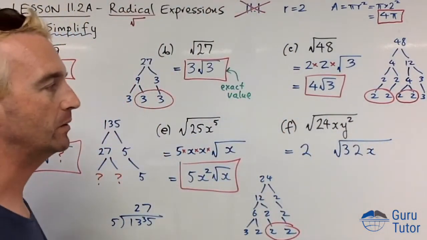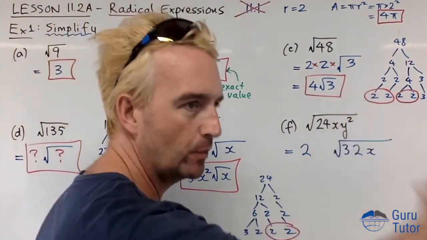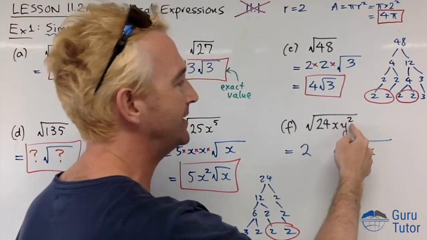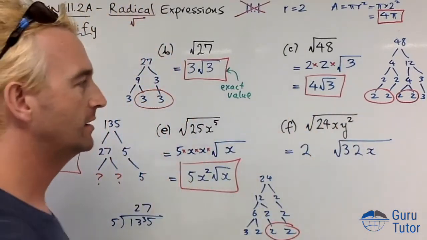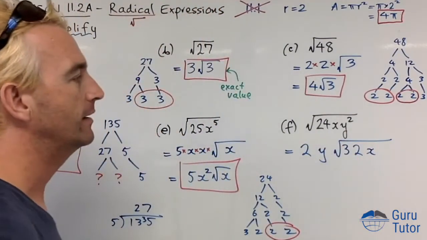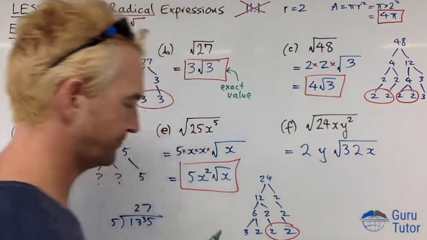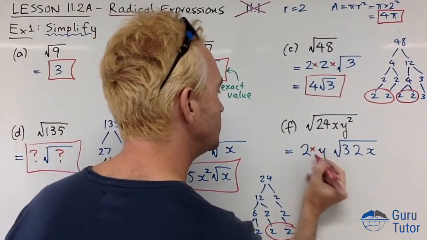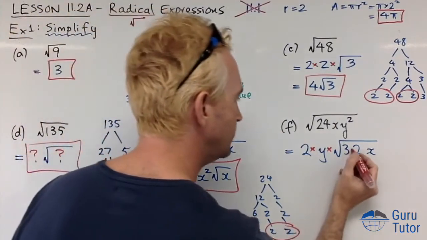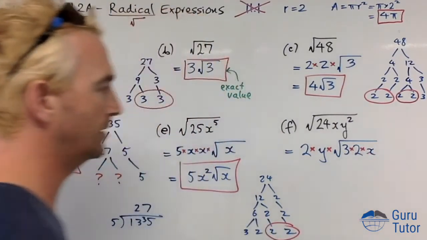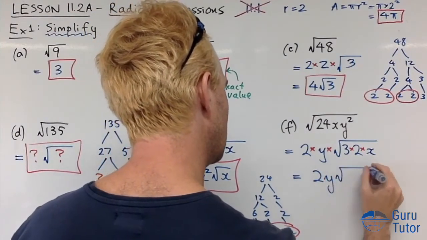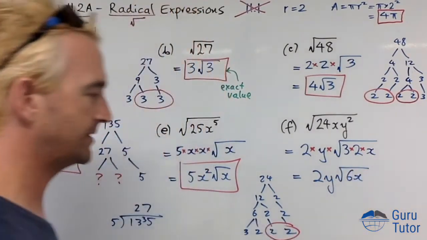And what about the y? If we did the factor tree, we'd have a y and a y, right? We've got y squared. Or in other words, this is kind of like 9, and that square roots to 3, and it comes outside. So we've got a pair of y's, so that means that one y is going to come out the front. Okay, and what's the final answer here? This means 2 times y times, remember this is a 3 times 2, 3 times 2 times x left over. So this simplifies to 2y root 6x.